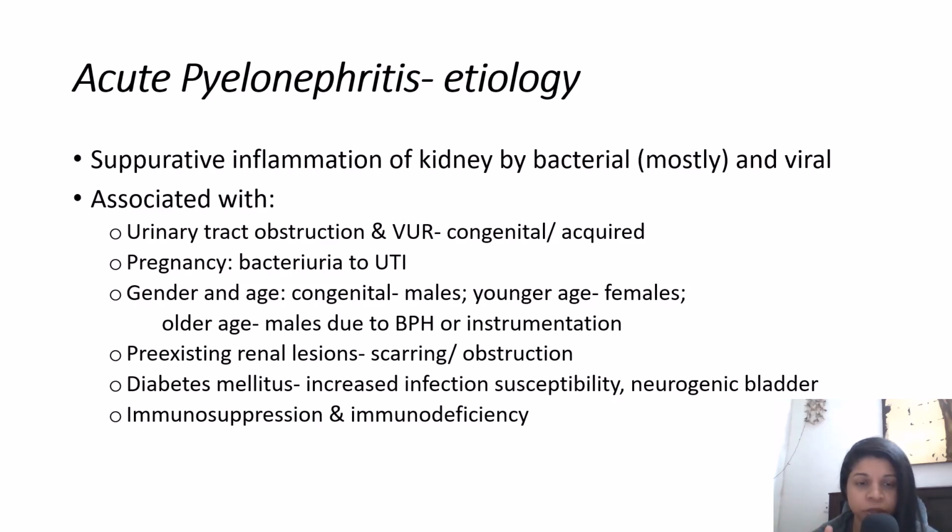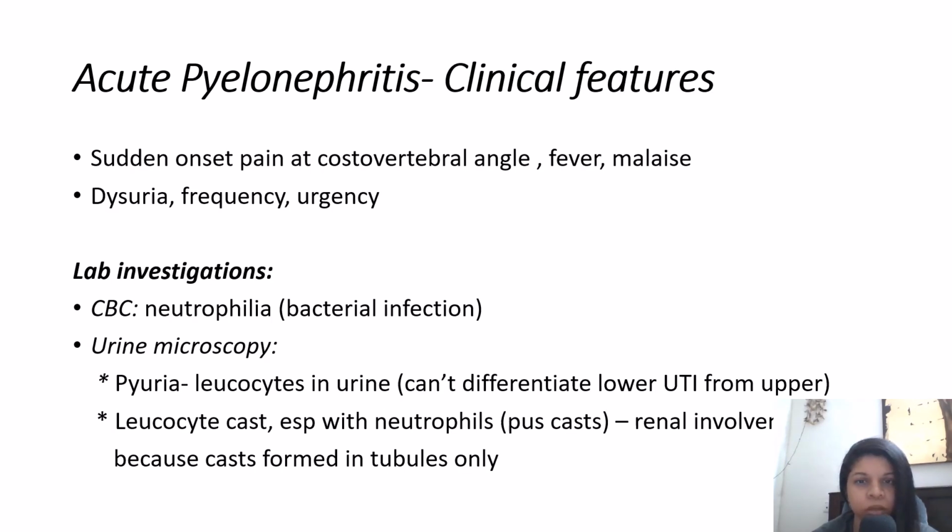And then if there are any pre-existing renal lesions, like obstruction due to stones or scarring, etc. And then diabetes mellitus, of course, there is diabetic neuropathy and neurogenic bladder, or else diabetic patients are also more susceptible to infections because of increased sugar content. And then when there is immunodeficiency, obviously infections can occur anywhere, and the kidney is also not spared.